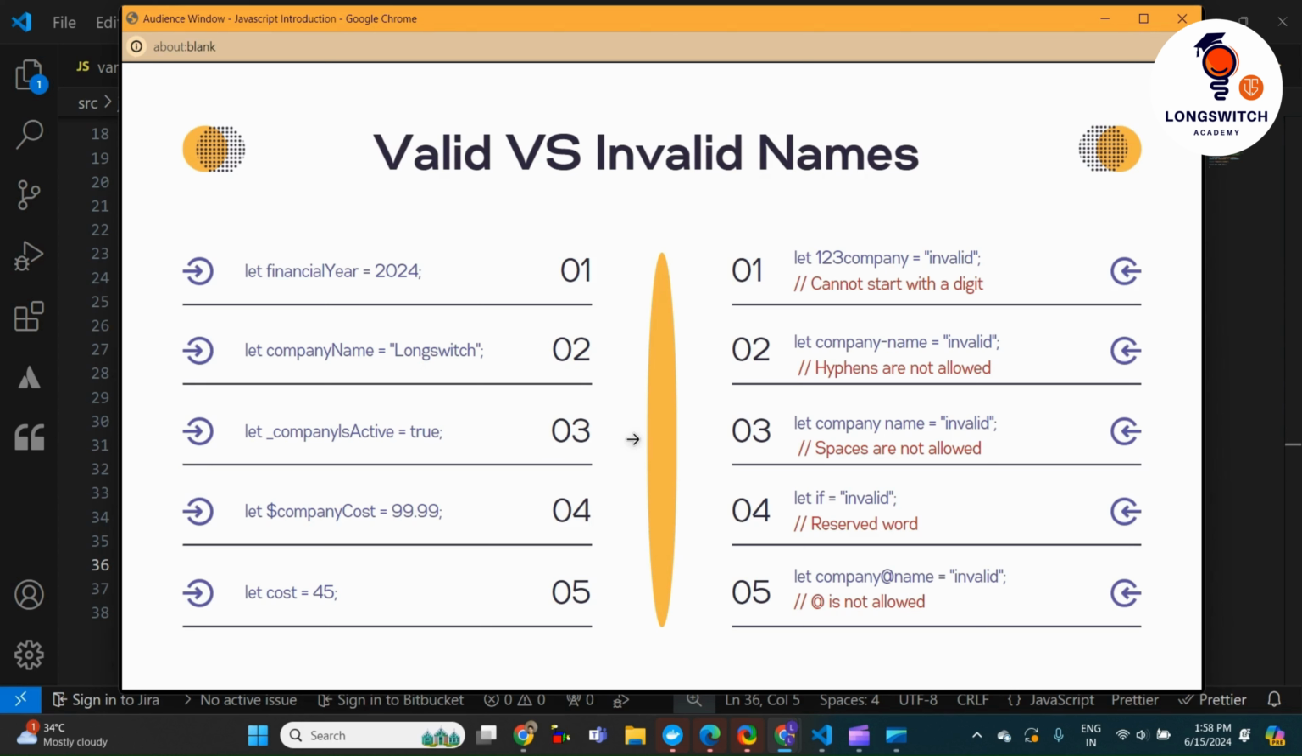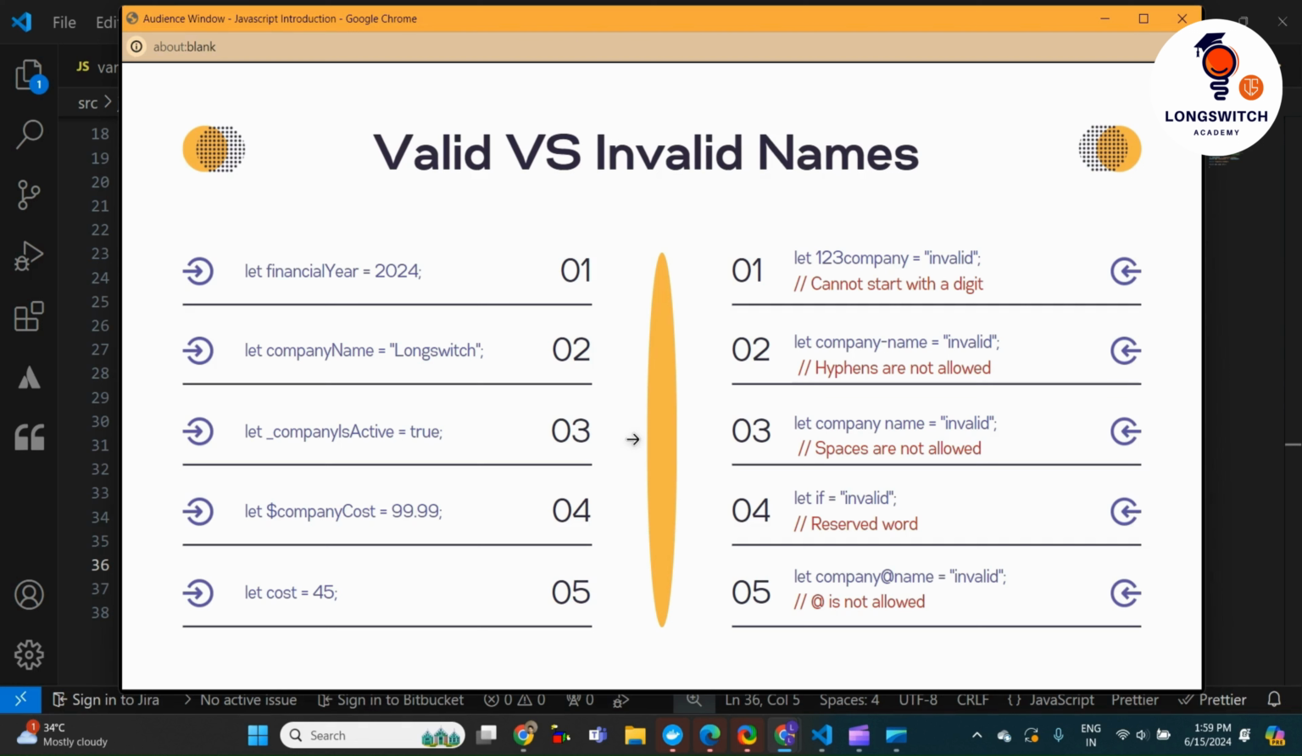The third valid variable name is _companyIsActive = true. Why is this valid? Because it starts with an underscore. As we have gone through the rules, your variable names can start with only letters, an underscore, or a dollar sign. Therefore, it is valid. The third invalid variable name is company name = "invalid". Why is this invalid? Because we cannot have a space between the variable name.